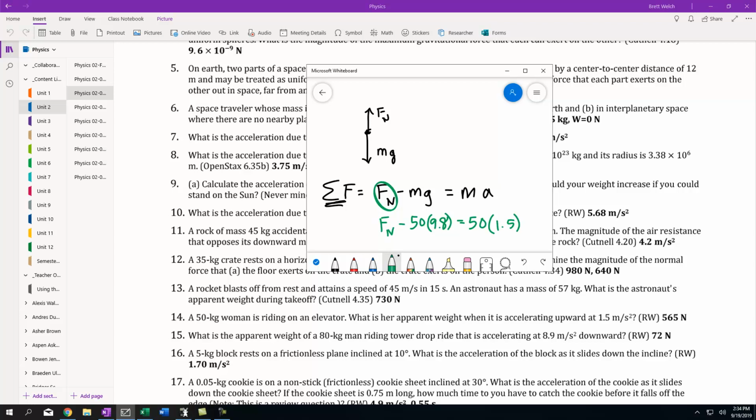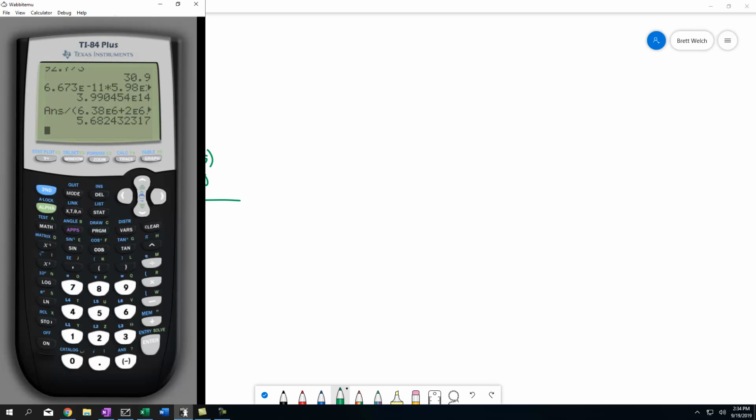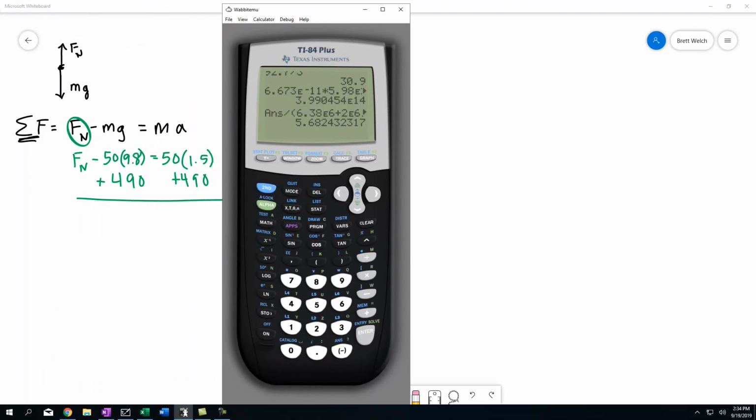Now, we should be able to finish calculating and solve this. If we take the 50 times 9.8, we should get 490. I think I've got that right. So I'm going to add 490 to both sides. Grab my calculator. We have 50 times 1.5, and we're going to add 490 to get 565.